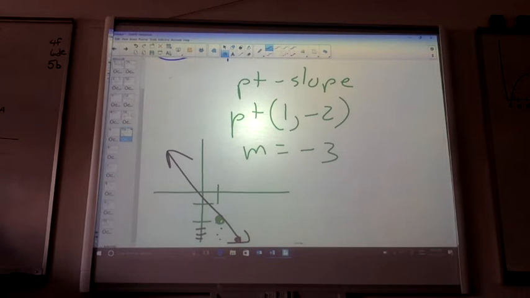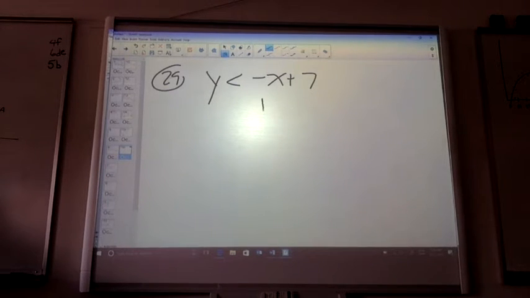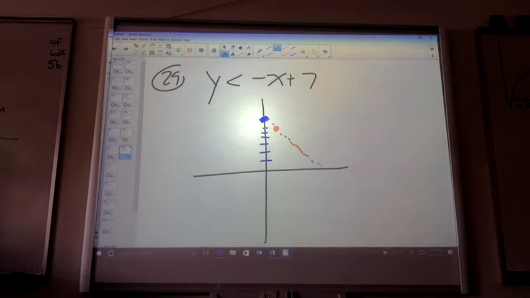So we graph an inequality exactly like we graph a linear equation. But you have to watch out on an inequality that if you have a less than or greater than sign, it's dotted. So this is a dotted line. So where's the y-intercept on this one? 7. And then what's my slope? -1. So I'm going to go down 1, right 1. Solid or dotted? Dotted. Dotted.